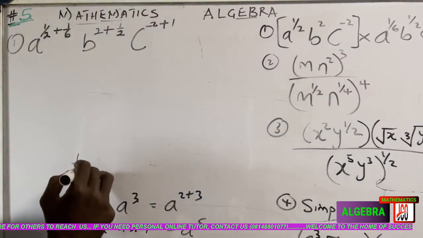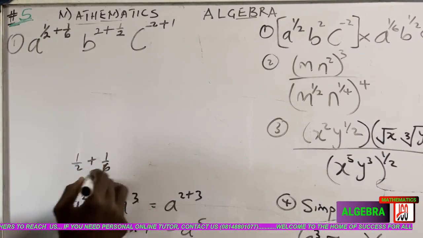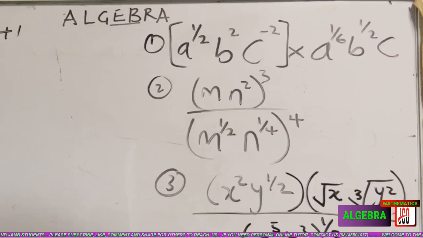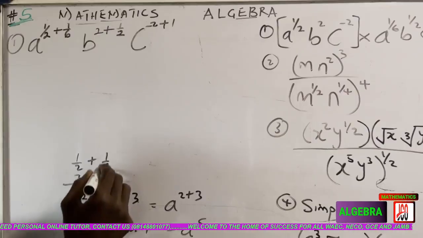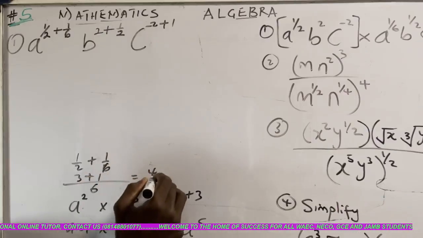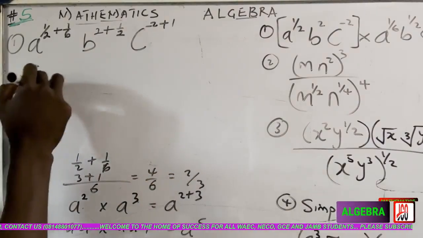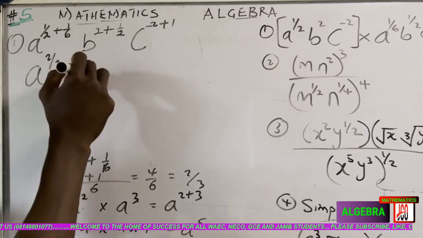Very quickly do that, and 2 divided by 6 is 3. 3 times 1 is 3, plus 6 divided by 6 is 1, 1 times 1 is 1. That gives me 4 over 6, which is 2 over 3. So this is a raised to power 2 over 3.